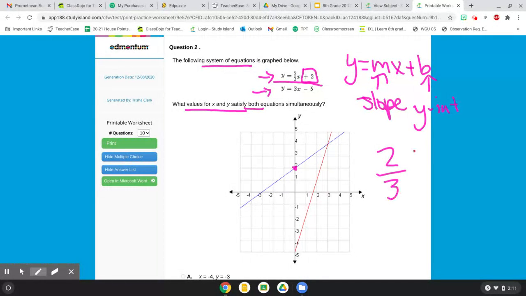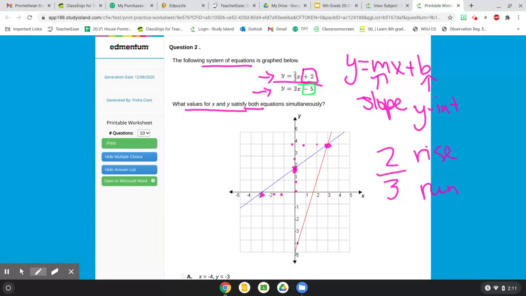So 2 over 3, that's rise over run. I'm going up 2 to the right 3. That's my next point. I could do the exact opposite. Coming from that point, I can go down 2 and to the left 3, and see how it's making that blue line.